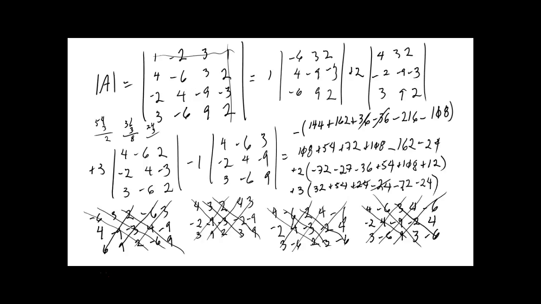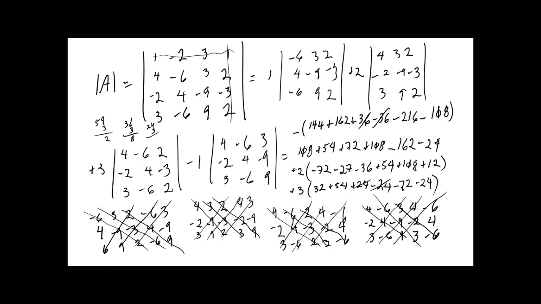Let's just do the first one. You add these together: 108 plus 54 plus 72 plus 108 minus 162 minus 24 equals. There's where my problem is. It's supposed to be a negative 60.